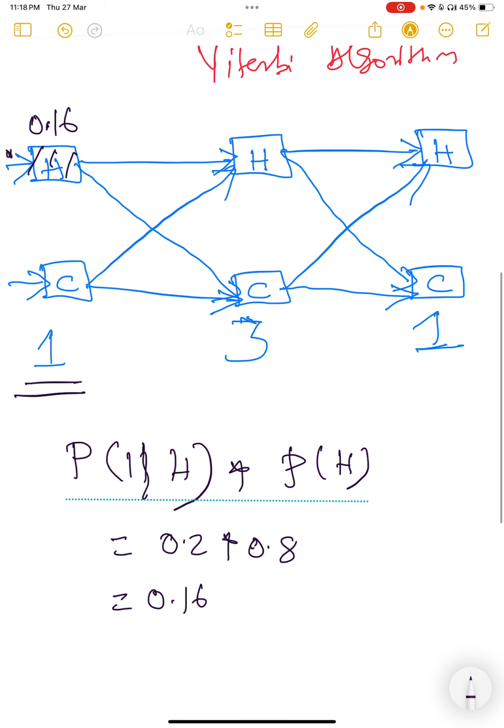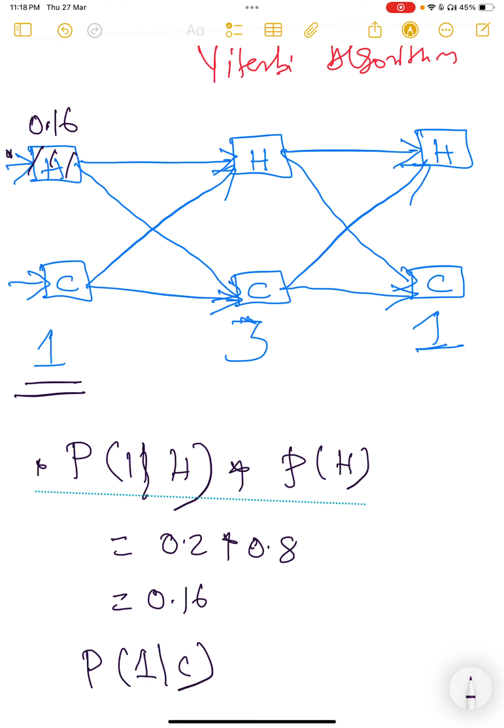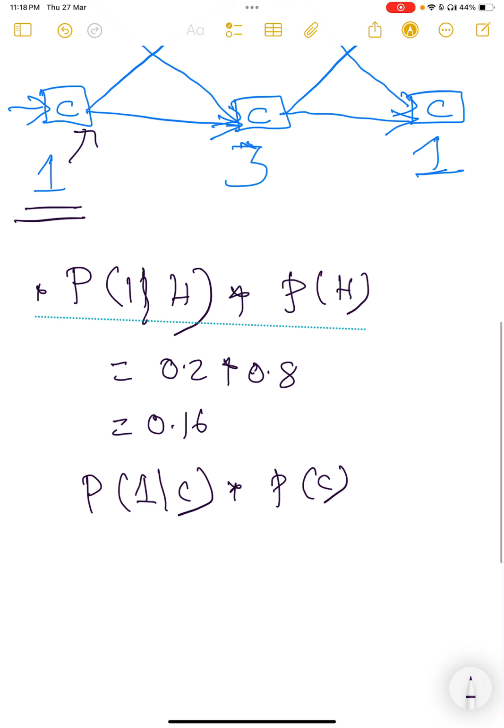0.16. And now, what's the value for this one? We can find it the same way you found this. One given C is the power of C. So what's the probability of one given C times the probability of C? What's the probability of C? One given C, you have to find, and that should be the answer.